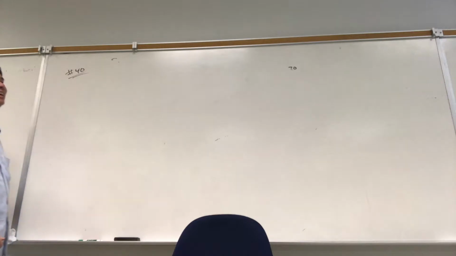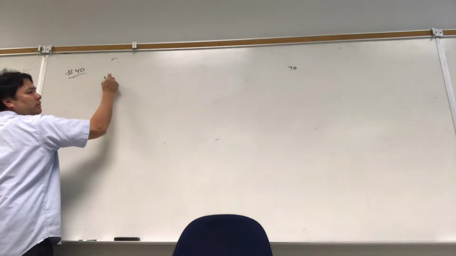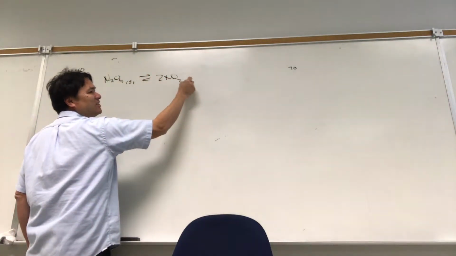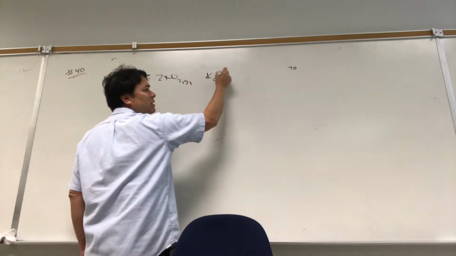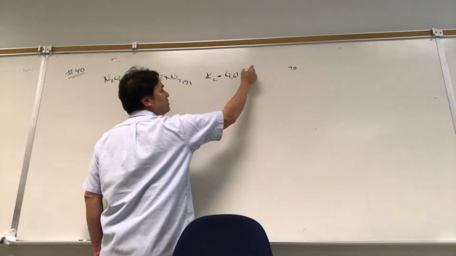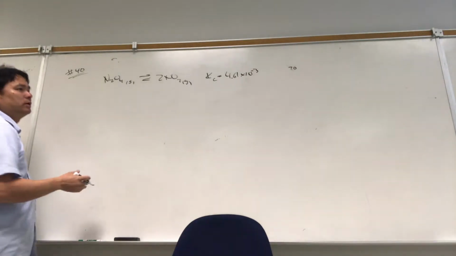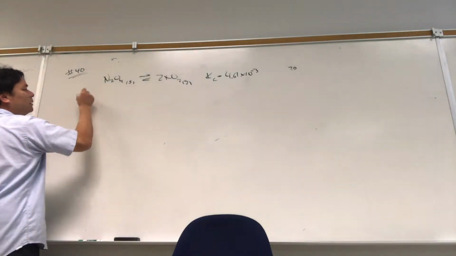So number 40, we're looking at the N2O4 NO2 equilibrium. And so we have N2O4 gas going to 2NO2 gas. And they give us a Kc value for this. Kc is 4.61 times 10 to the minus 3. And what we have is we already have an equilibrium situation. This is at equilibrium here.